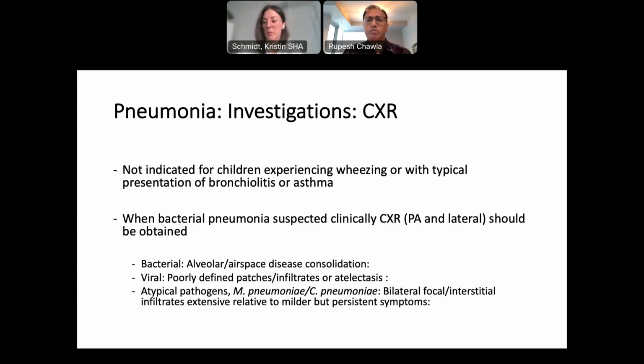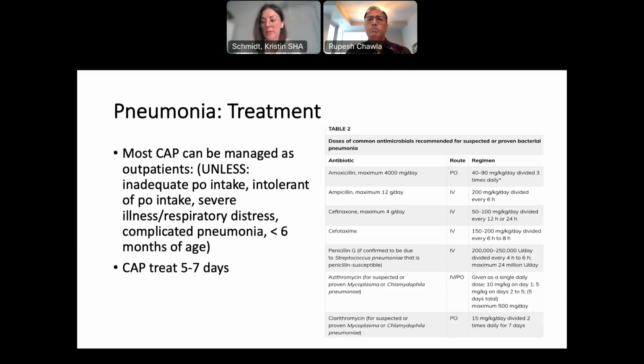Great. So moving on to treatment then, what would be the antimicrobial of choice for bacterial pneumonia, and what would be the recommended duration of therapy when we're treating somebody out in the community?